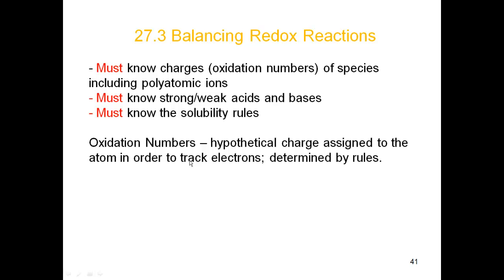Now, to balance redox equations, you must have some knowledge. You must know the charges, the oxidation numbers of the species, and also the polyatomic ions. All this is Chem 1 information you should know to be able to balance a redox. You must also know the strong and weak acids and bases, and what it means to be strong. It breaks up 100%, weak less than 100%. You must also know the solubility rules. You must know all this information to be able to balance redoxes.